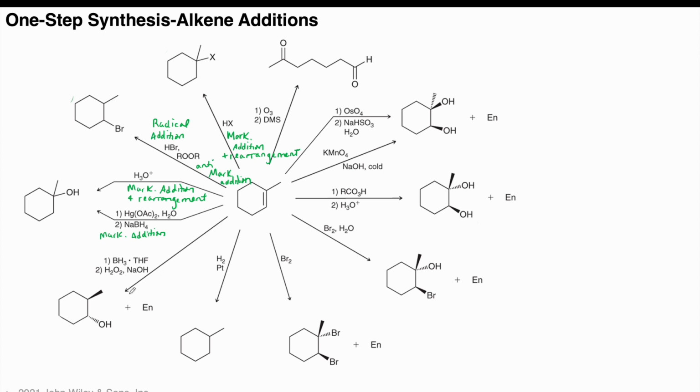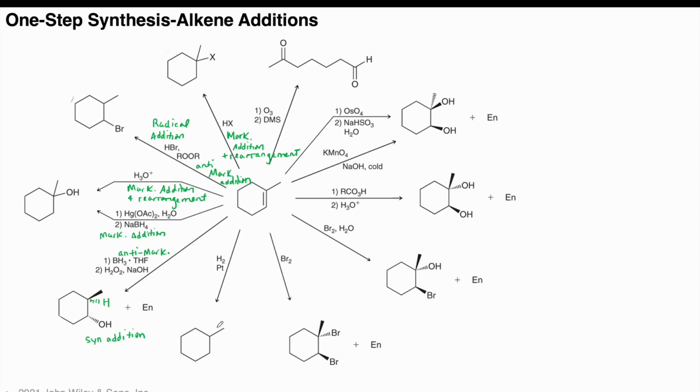We could also add water in an anti-Markovnikov fashion, and that is through hydroboration oxidation. So in this case, as we see, the OH adds to the less substituted carbon of the alkene, and the H to the more substituted carbon of the alkene. What we also see is syn addition, where the new H and OH are on the same side of the alkene as one another. In the previous examples, we see both syn and anti-addition.